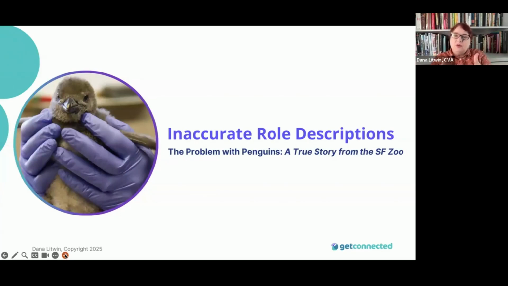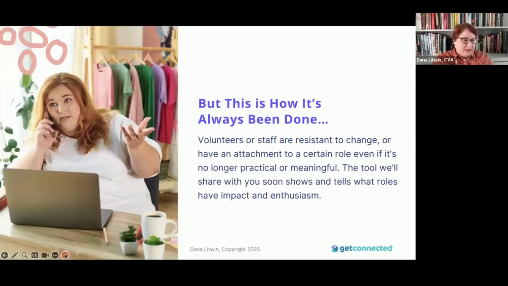And then we can use this tool and others to get the data behind volunteer activities and mission impact and connect those up. So the 3 C's is a whole other thing that I do, and I weave it into everything that I talk about because it's kind of my foundational system: comfort, convenience, and connection. Great question there. And this is how it's always been done.